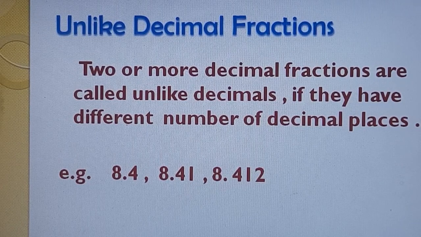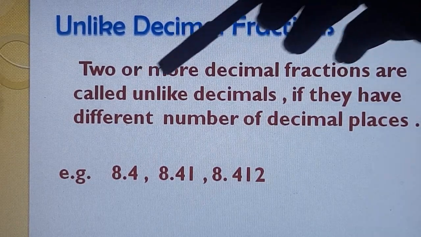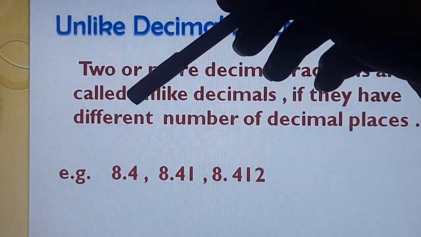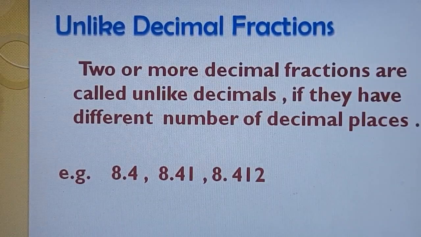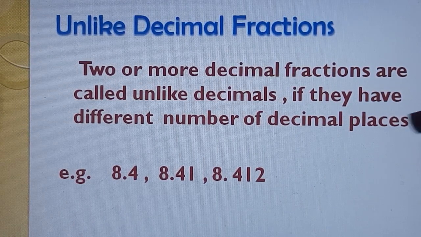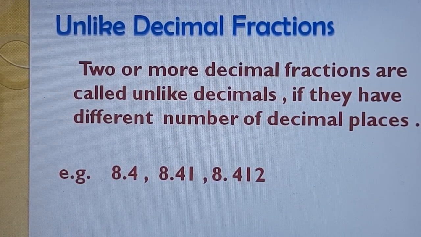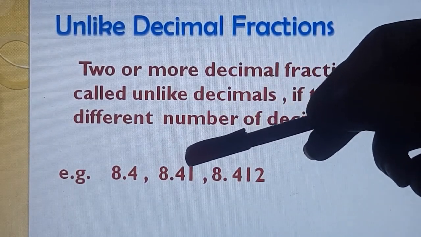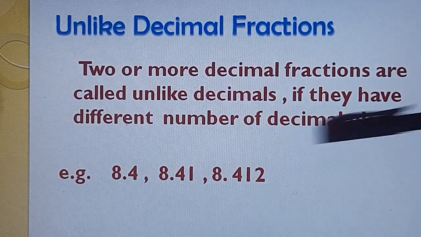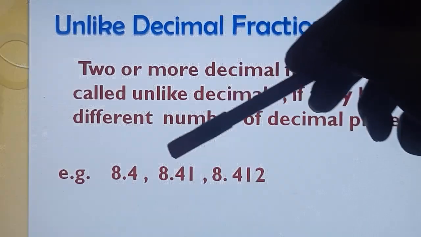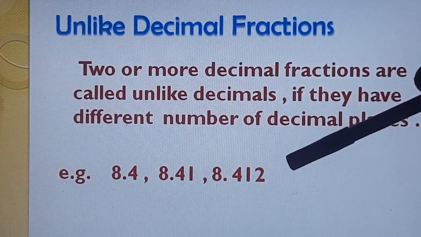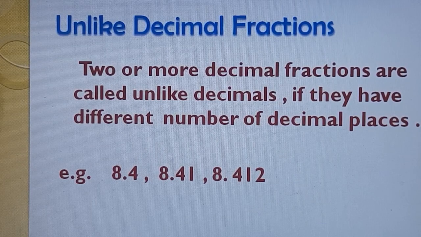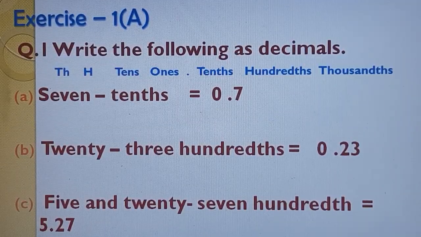Unlike decimal fractions. Two or more decimal fractions are called unlike decimals if they have different number of decimal places. If the decimal places are of different number, then these are the unlike decimals. Look here, 8.4, 8.41, 8.412. So after decimal there is 1 place, after decimal 2 places, after decimal 3 places. So these are unlike decimal fractions. So after understanding the place value chart and like and unlike decimals, now we will start our exercise 1A.